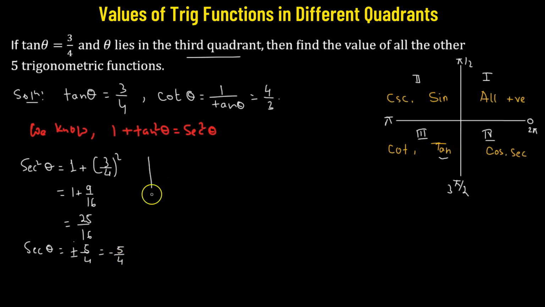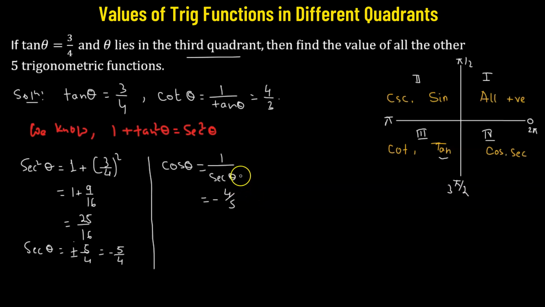Now that we have the value of secant theta, we can also find out the value of cosine theta. Cosine theta is equal to the reciprocal of the secant function. The secant function is negative 5/4, so its reciprocal is going to be negative 4/5.